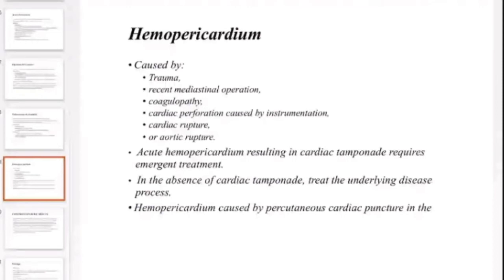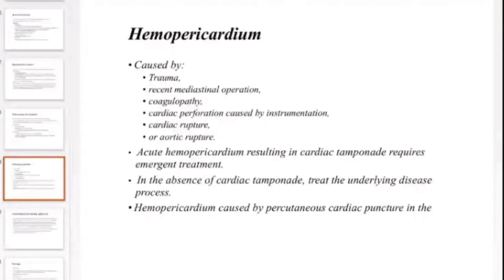This is everywhere, not only in Iraq. This occurs because of the rapid turnover of the patient in the theater. Maybe there was incomplete hemostasis during the surgery. So at night this patient may have hemopericardium, and it should be reopened to stop the bleeding. Maybe due to coagulopathy, or due to cardiac perforation caused by the instrument during PCI, percutaneous coronary intervention, or maybe due to cardiac rupture from trauma, or due to aortic rupture.